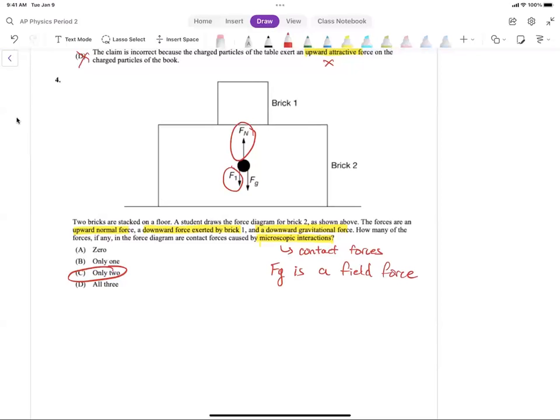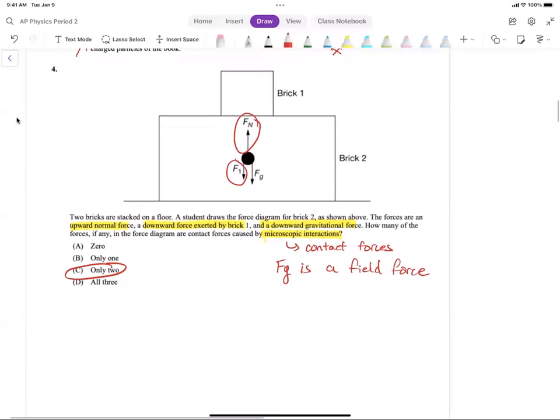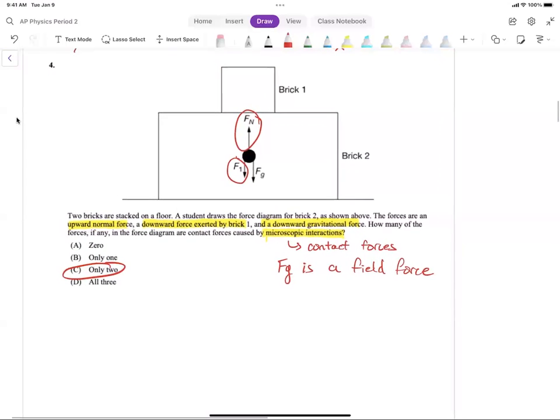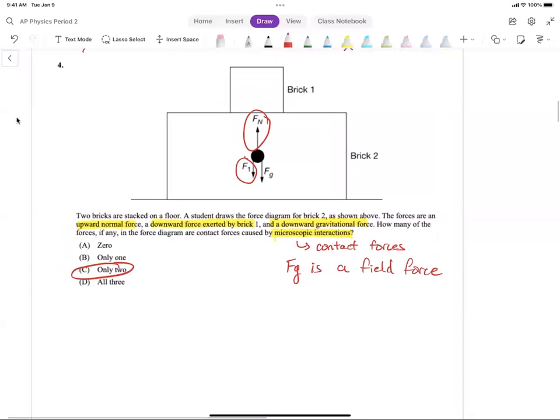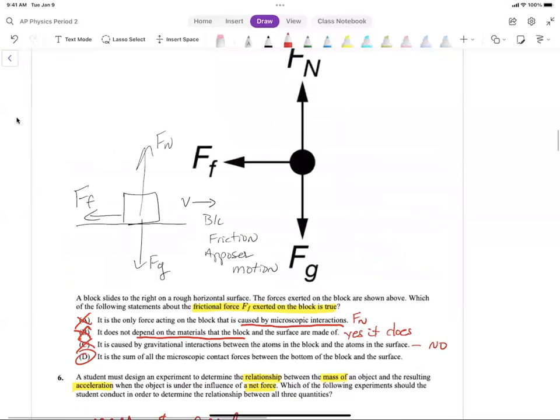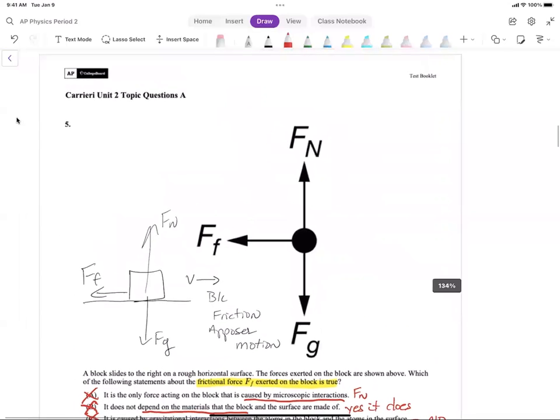They're considered contact forces. So force of gravity, as you know, hopefully, is from the earth, and it doesn't have to be touching the earth to be present. I can drop something and it's still there. It is considered a field force. So there's only 2 forces, force normal and the force of brick 1, which is in contact with brick 2.